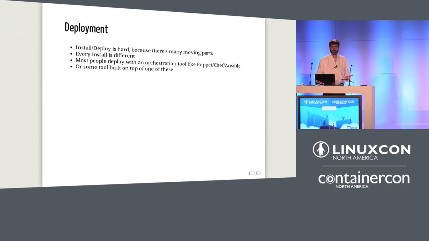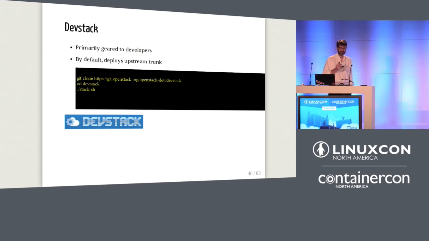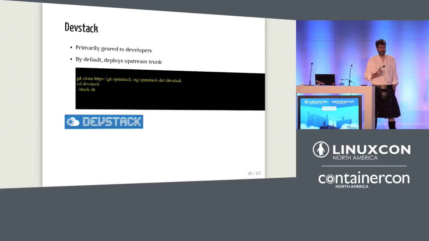So there's a number of projects that are out there that allow you to install and deploy and orchestrate and manage your OpenStack cloud. So here's a few of them. This is the one that's been around the longest. It's called DevStack. And in order to deploy an OpenStack cloud, you clone a Git repository, and you run a shell script, and that spins up your OpenStack cloud.